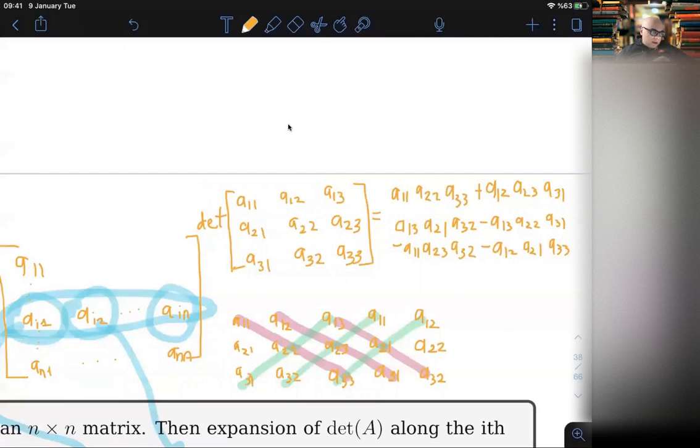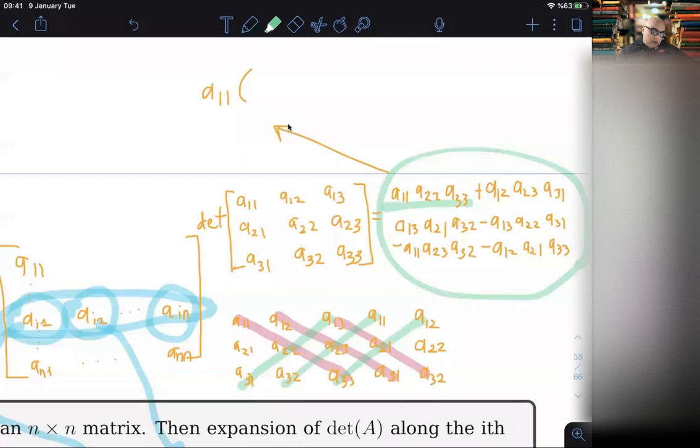Now let's write this in a different way. Let's look at the whole expression here. I'm going to write it in a different way. I have A11 in parentheses. Which terms do I have? I have this term and this term. Okay. So what are those things?